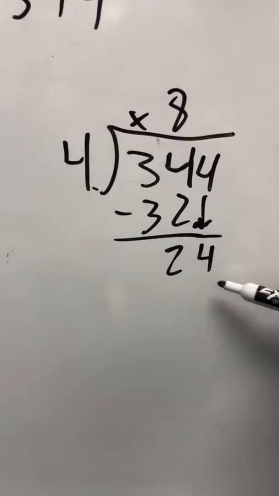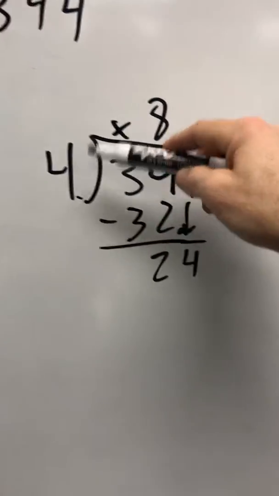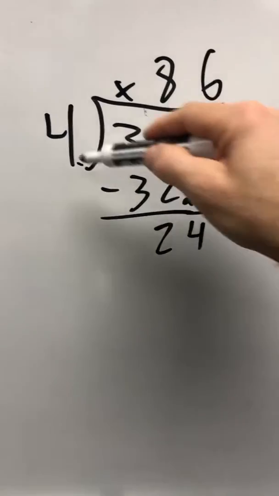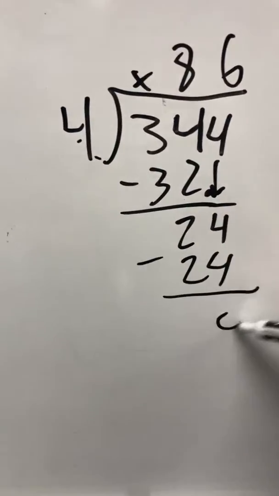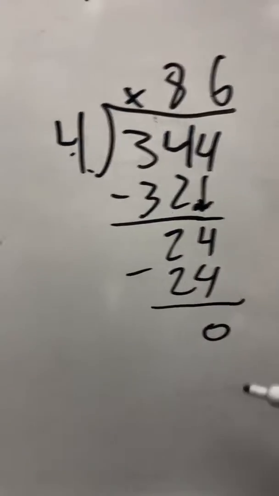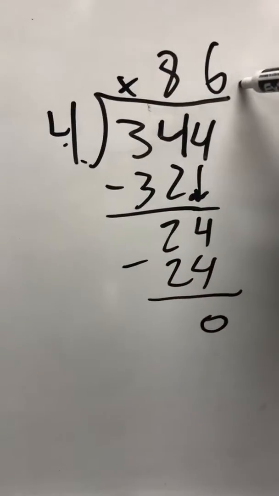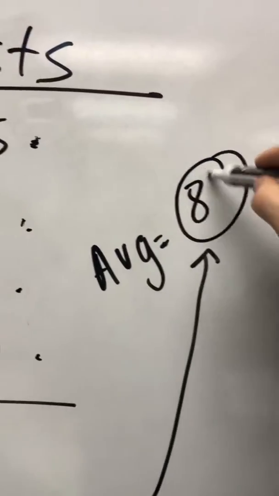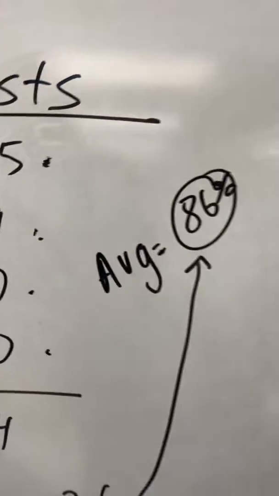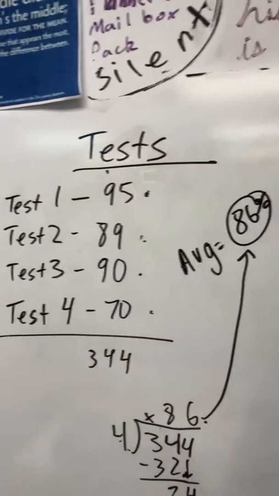Okay. 24. Now we're back up to the divide. Does 4 go into 24? Yes. 6 times. 4 times 6 is 24. Subtract, we have 0. Is 0 less than 6? Yes. So my average is 86%. So you have an average test score of 86%.